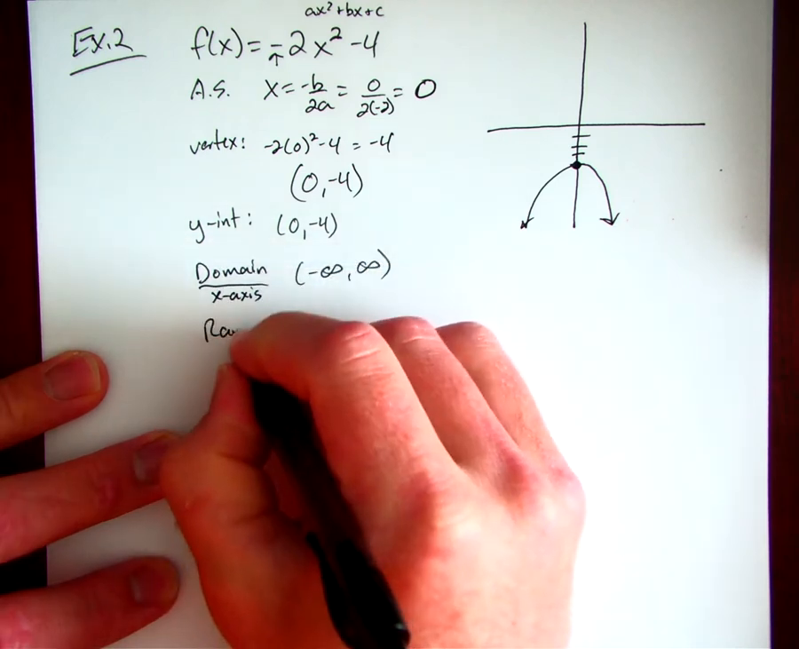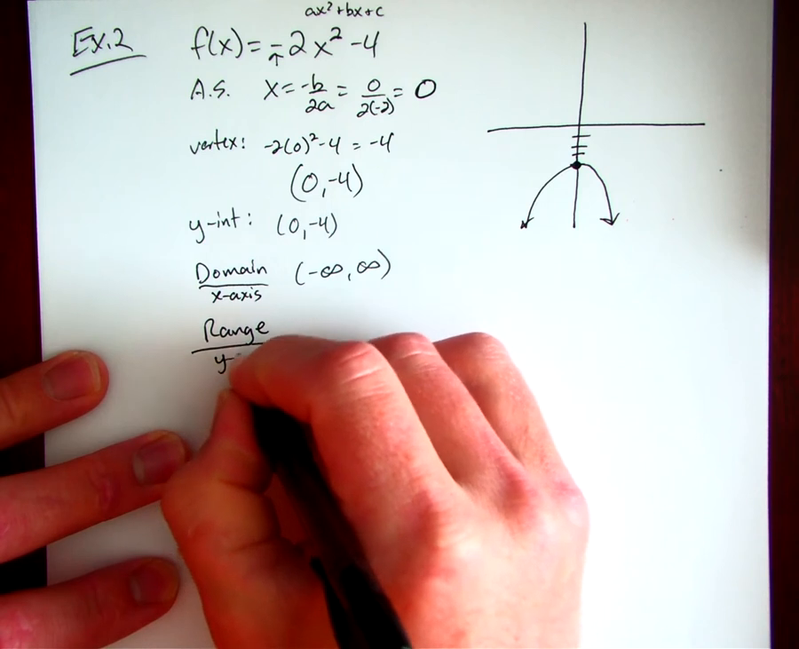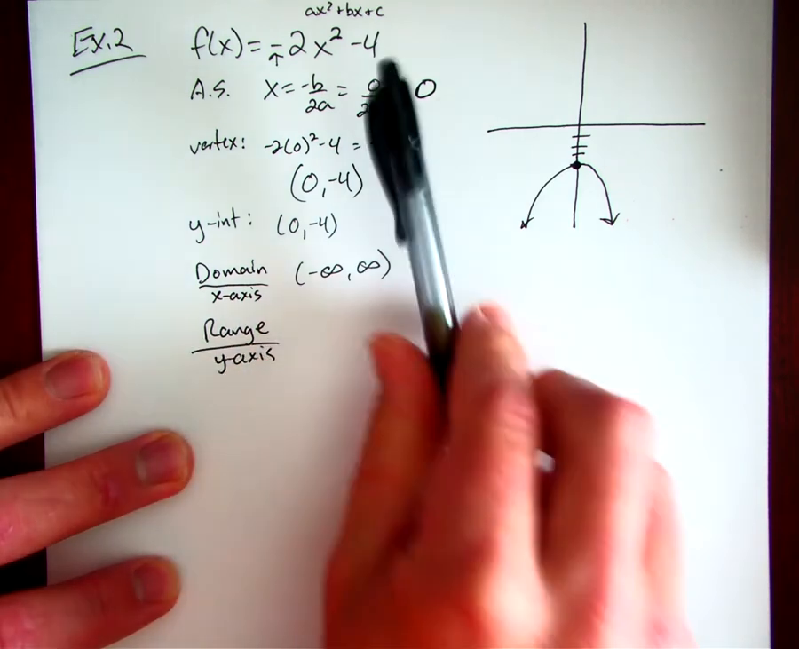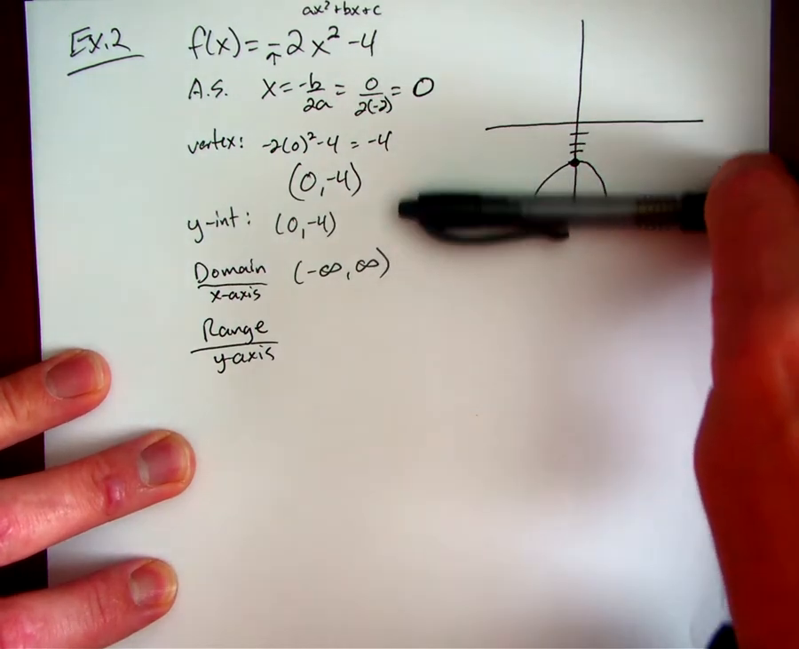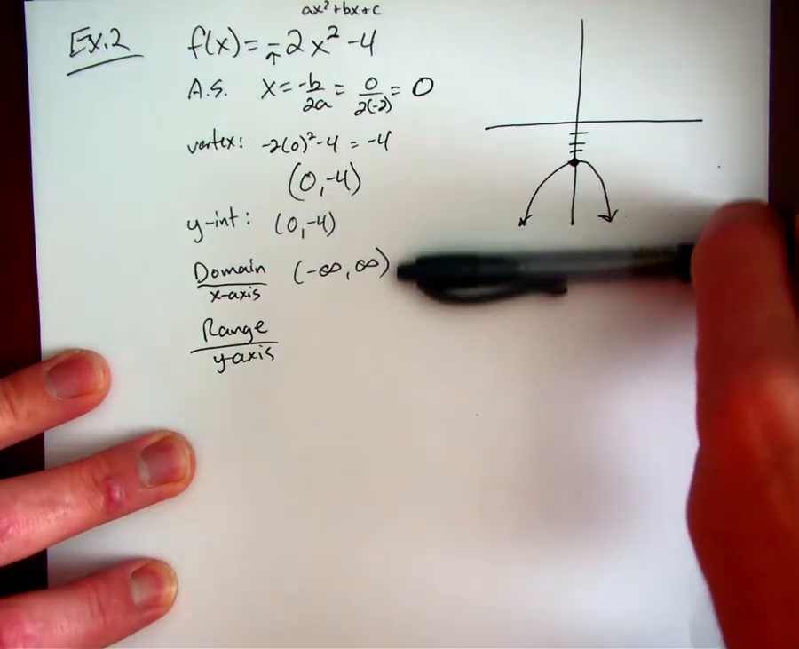Let's talk about range. It's the y-axis. Notice I'm not going left to right anymore. With range, I'm starting this way, and I'm going bottom to top. So range always starts from bottom to top.